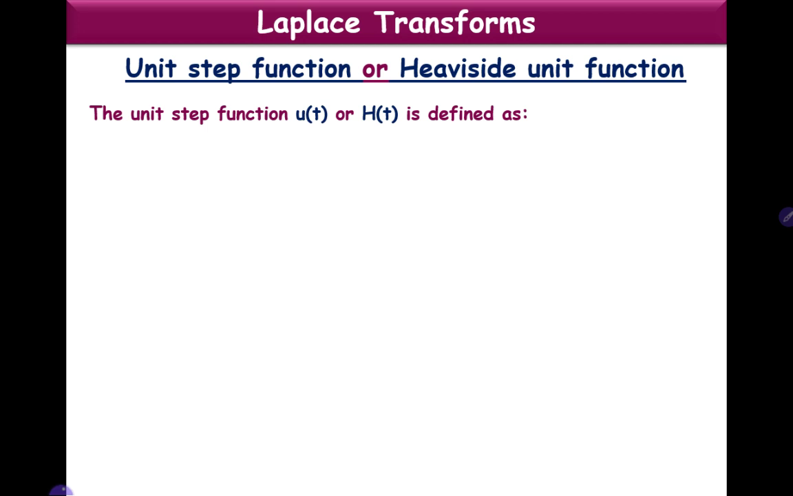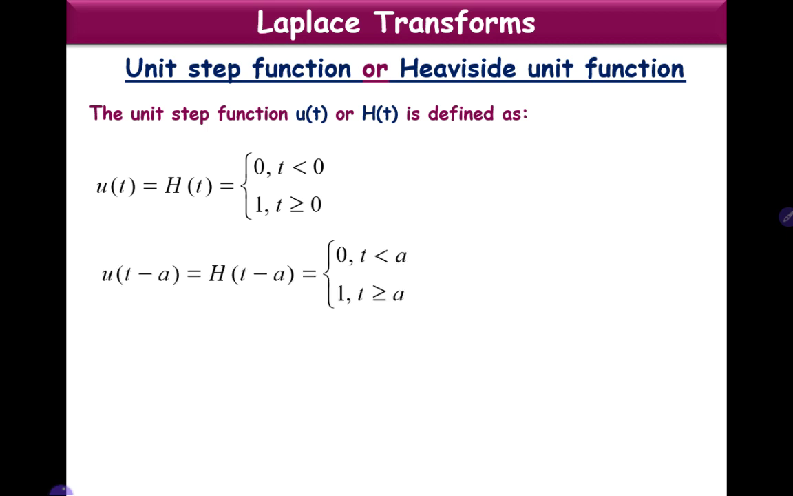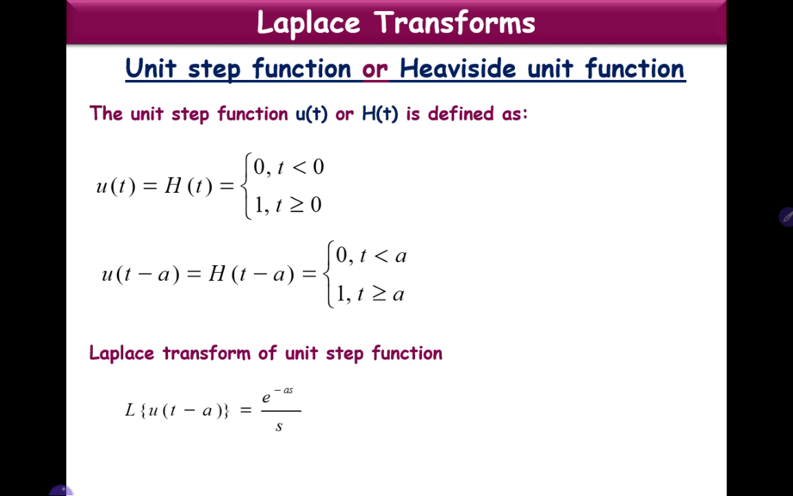Unit step function is denoted by u of t or h of t and it is defined as u of t is equal to 0 if t is less than 0 and 1 for t greater than or equal to 0. We can define the unit step function at t is equal to a as u of t minus a is equal to 0 for t less than a and 1 for t greater than or equal to a. And the Laplace transform of the unit step function is L of u of t minus a is e power minus as by s.